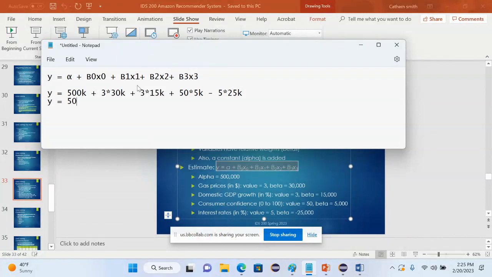We do the crunch of the numbers, 500K plus 90K plus 45K plus 250K minus 125K equals 760 if my math is right. 760K is what we get. Okay? So, regression analysis, you have a bunch of data, you come up with some linear equation type model on it typically. There are other nonlinear models, but typically it's done as a line, and then you get the answer. Okay, that's what regression analysis is.